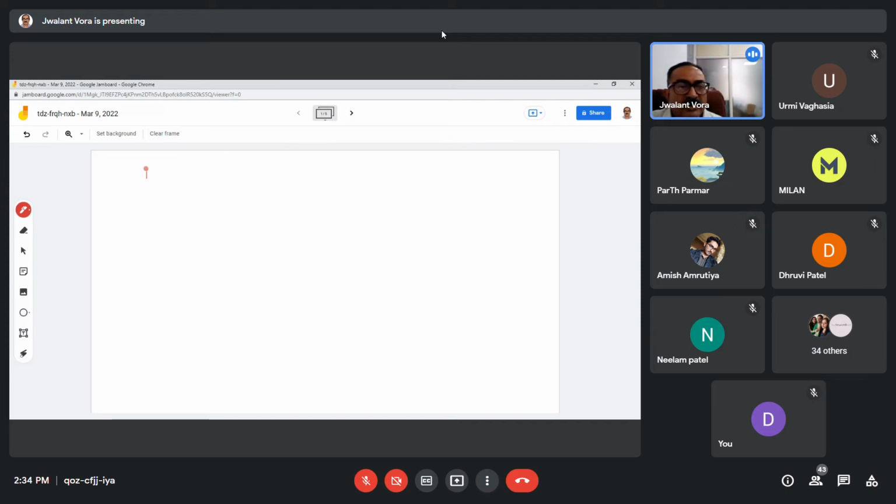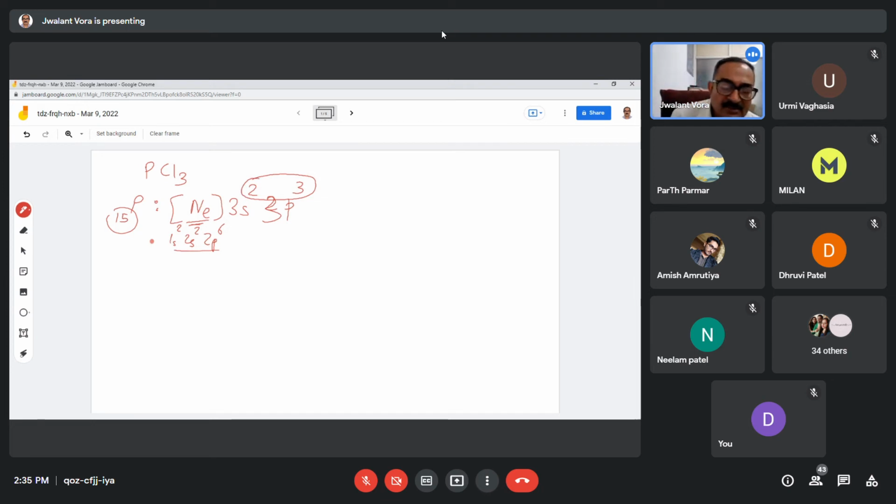chlorides of phosphorus. Let us begin with PCl3, regular shape. So phosphorus, atomic number 15. It is neon core, 3s2. This is 1s2, 2s2, 2p6. Total 10 electrons are there. So total is 15, 10 plus 5: 3s2, 3p3. So a total of 5 electrons are present in the valence state.